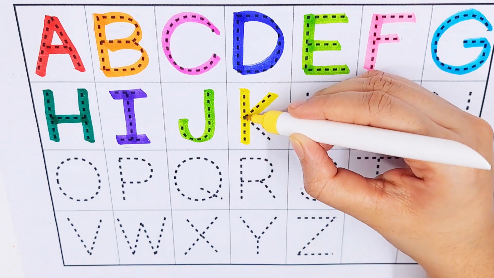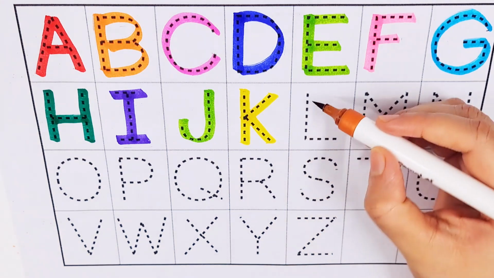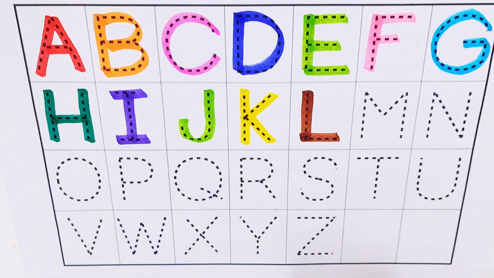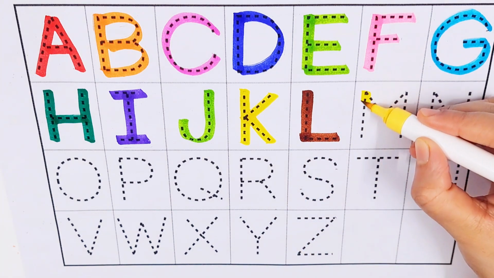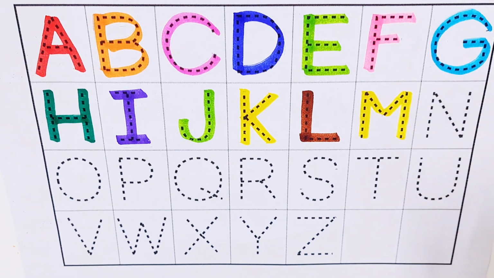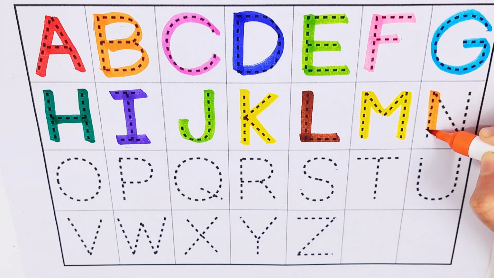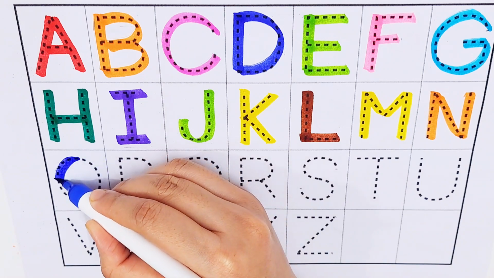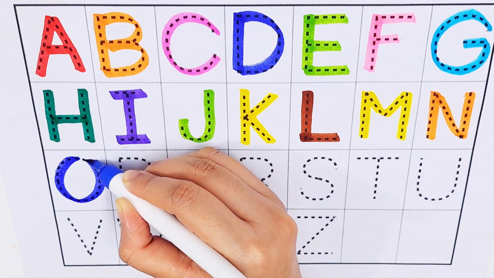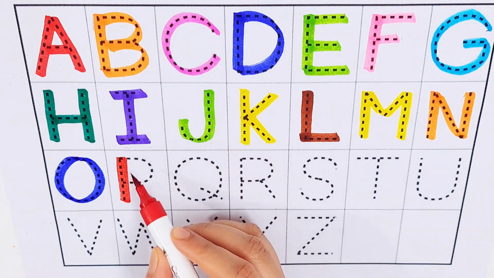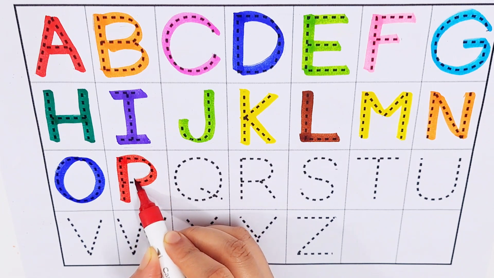K for kids. L for lamp. M for milk. N for nose. O for olive. P for pen.